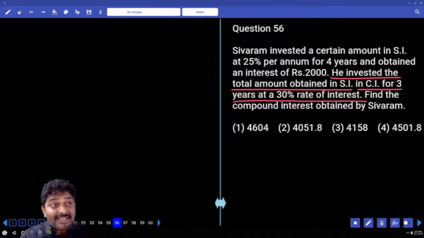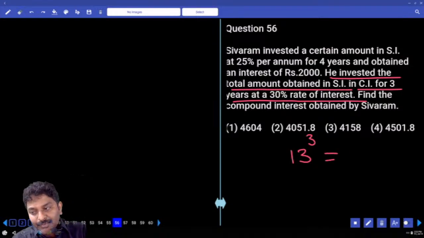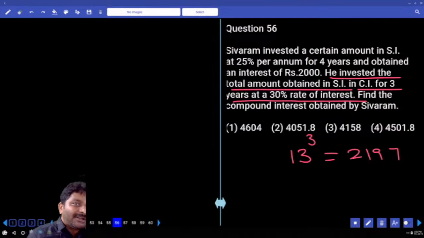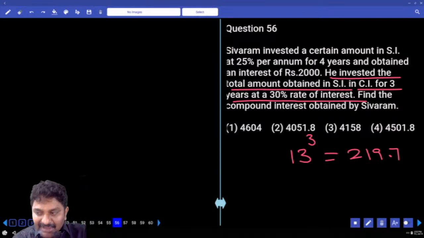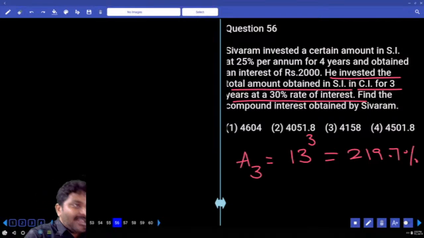So 130, I will adjust zeros anytime. So out of 130, I will treat it as only 13. And this is for how many years we have to calculate? 3 years, in the sense we will calculate cube, right? What is 13 cube? 2197. It should be a 3-digit number because principal is 100%, which is a 3-digit number. Amount also should be a 3-digit number. So I'll make it as 219.7%. This is amount received after 3 years.